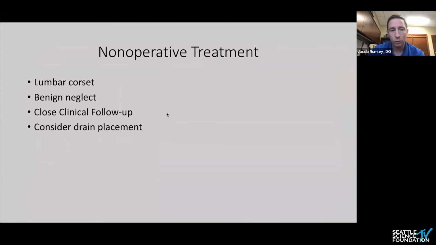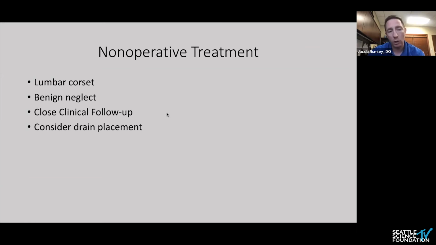If they're not having those problems, or if you feel that it's too early to operate, they're not a good surgical candidate, consider doing things like placing a lumbar corset to try to decrease the volume expansion. You can watch them. Benign neglect is not maltreatment. It's not no treatment. It's just allowing the patient to realize that it's probably going to get better.